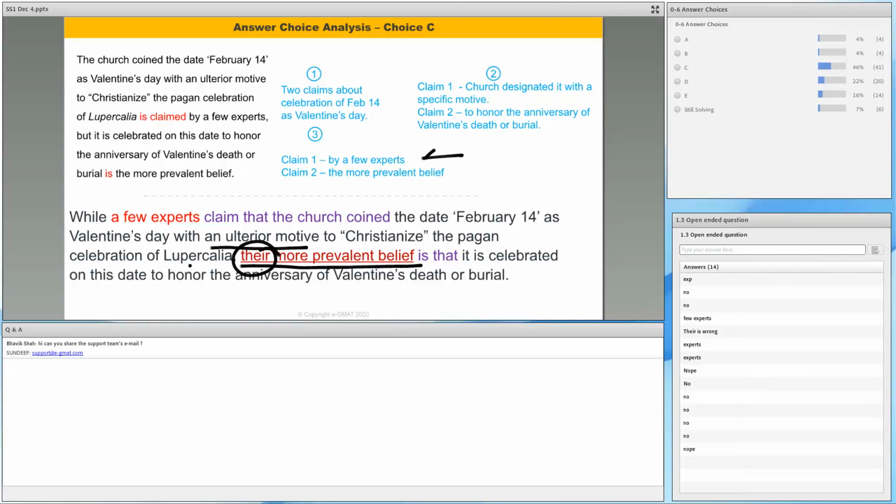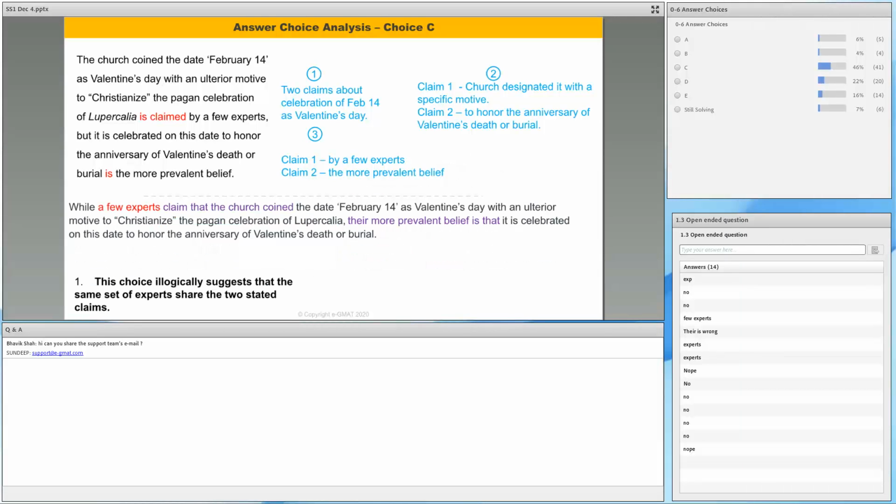Remember, claim 1 was by a few experts. Claim 2 was by another set of people, and it's the most prevalent belief. It's a huge meaning change. A lot of people say, man, I love how this sentence is constructed. There's nothing grammatically wrong in this sentence, but it doesn't communicate the meaning that the author intended. Why? Because it illogically suggests, not grammatically illogical. Independently, there's nothing wrong with this sentence. Okay, but in the context of our original choice, it changes the meaning drastically. People who chose choice C, can you see this?